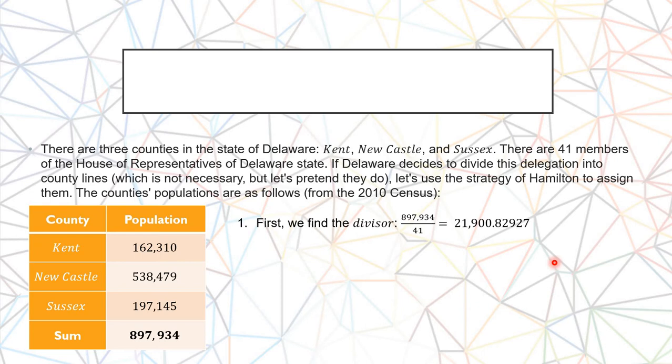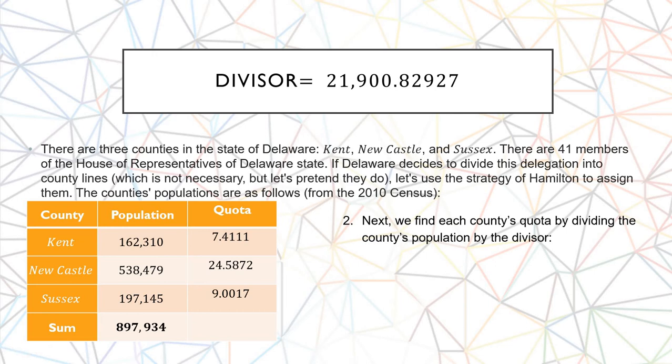So first, we have to find the divisor. The divisor will be the total population of all the counties divided by the 41 members of the representatives. So we get 21,900.82927. We will be using this divisor in the next step. Bear in mind the divisor is 21,900.82927. We will use it in order to find the quota.